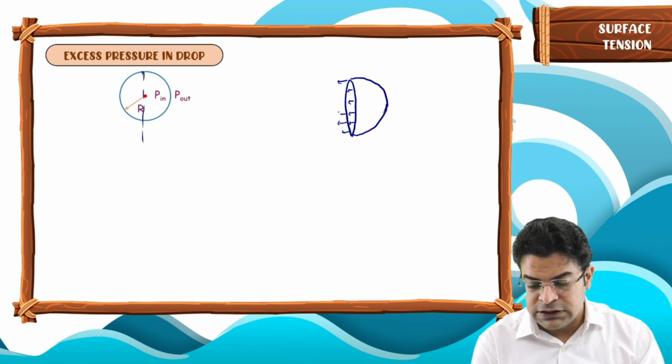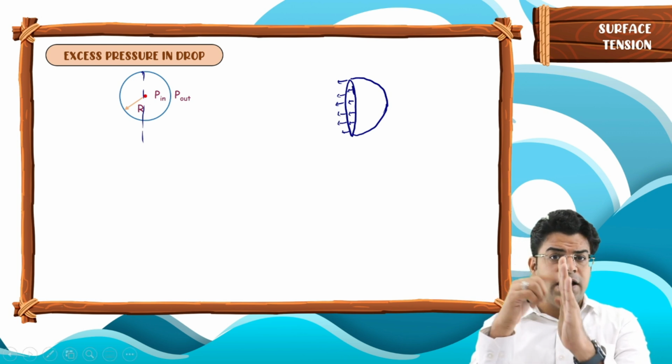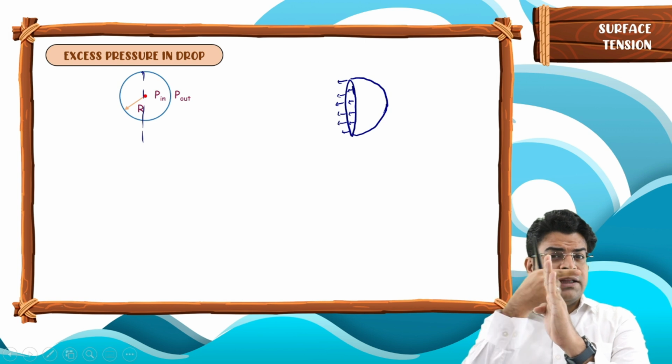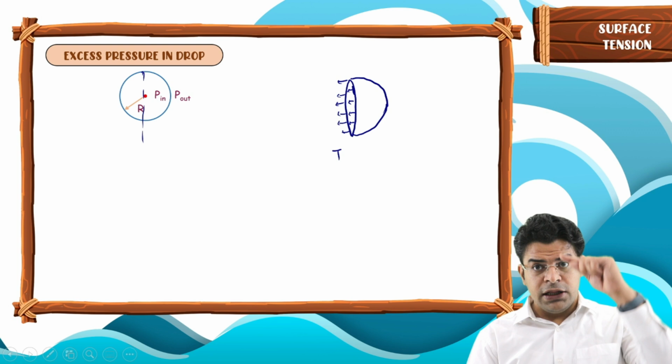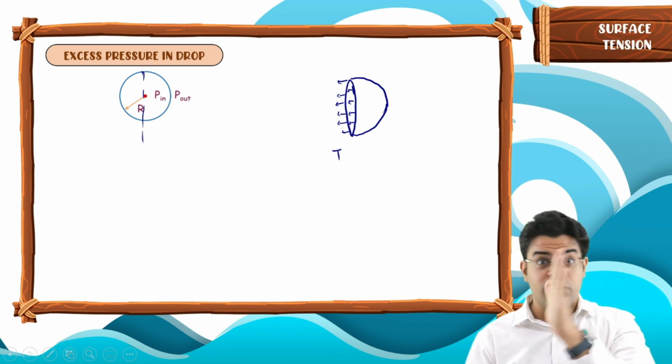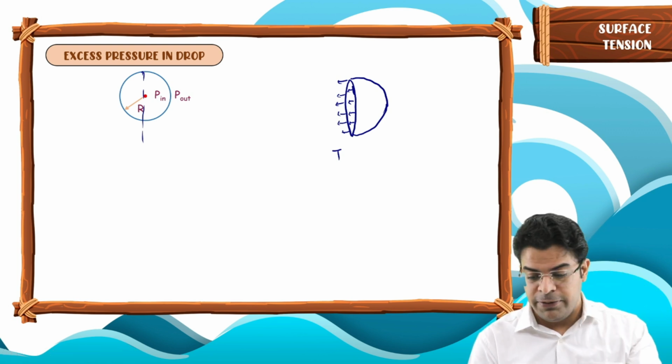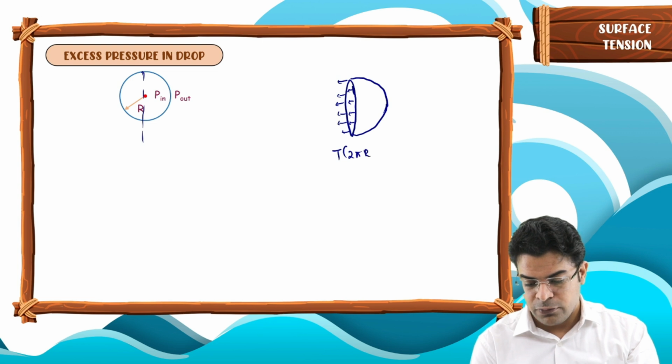Now the surface is curved, so you must visualize these small lengths. The force of surface tension due to the other half will act perpendicular to the length along the surface. So if the surface tension is T, and this whole perimeter will be 2 pi r, the force of surface tension due to the left half will be T into 2 pi r.